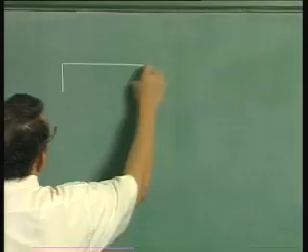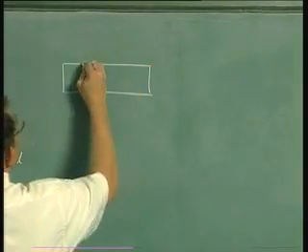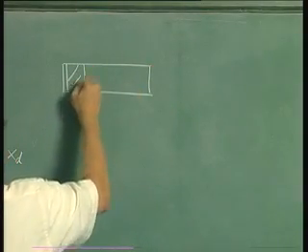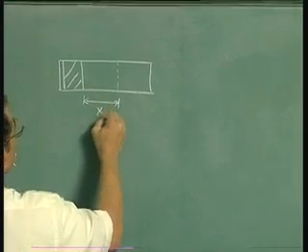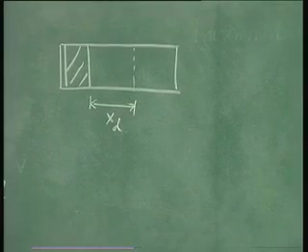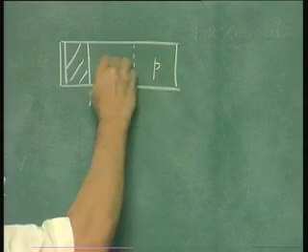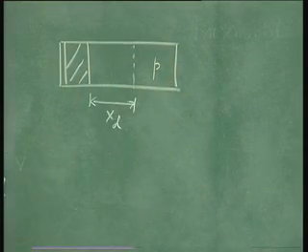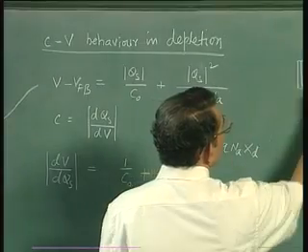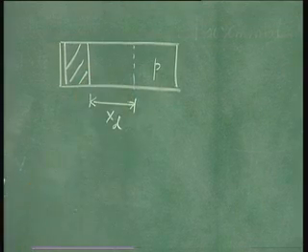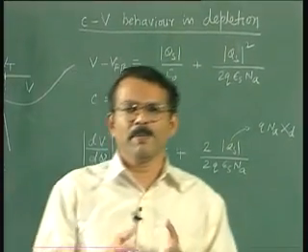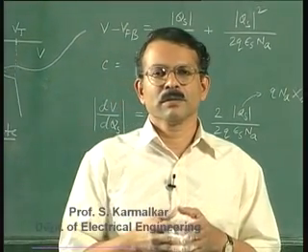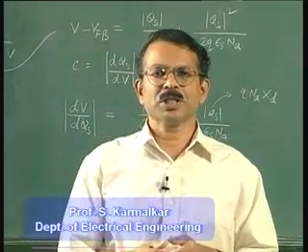So this is your MOS capacitor, this is your depletion layer, and this is your Xd. This is a p-type substrate, so doping here is Na. So Q Na Xd represents the depletion charge. So you can interchange Qs and Qd, because in depletion the charge in silicon is the depletion charge itself.